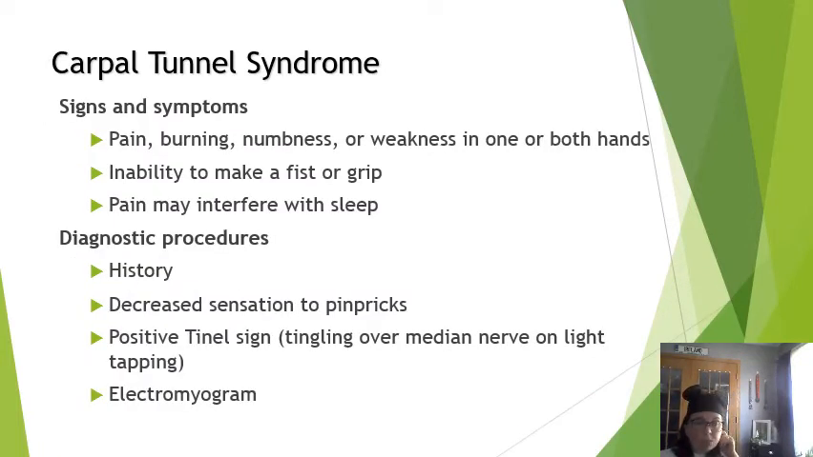Signs and symptoms would start with pain, burning, numbness, or weakness in one or both hands. There could be an inability to make a fist or grip along with pain that may interfere with sleep. It is diagnosed with patient history, decreased sensation with pinprick stimulation. There's also a positive Tinel's sign, where there is tingling all over the nerve, but only when tapping, like drumming on the nerve. And then you can also do an EMG, which is an electromyogram.